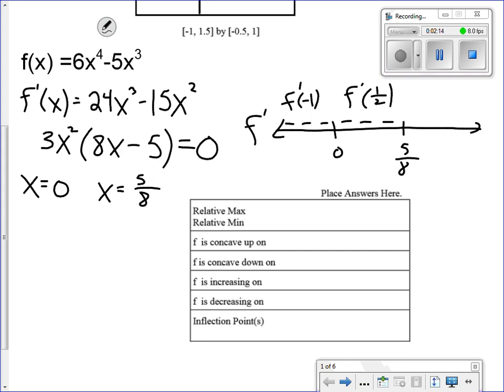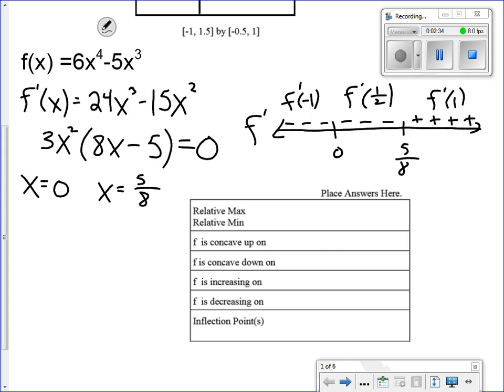Now we pick a number greater than 5/8, such as 1. Plug it into our first derivative. 3x squared will be positive. 8 times 1 minus 5, that will be also positive. So the product will be positive.